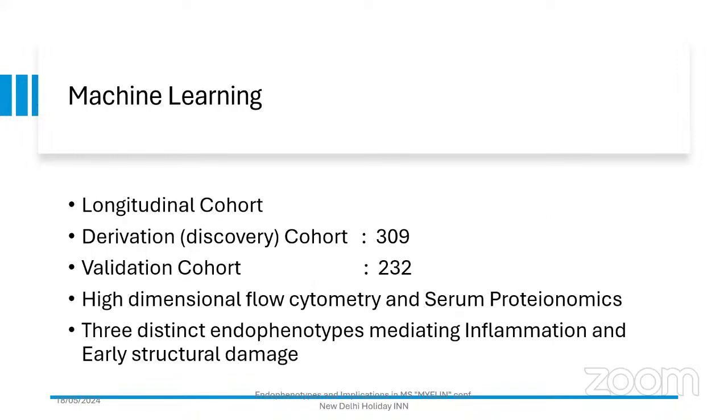So then comes all this data is fed into a machine learning algorithm and a machine learning model. And this longitudinal cohort, which they have described as a derivation cohort of 3809 patients whose blood samples were collected. And once the model is developed, then they have validated in another cohort of 232 patients whose data is unknown to them. So what they used a high dimensional flow cytometry and serum proteomics data. So as I said, there are three distinct endophenotypes mediating inflammation and early structural damage.